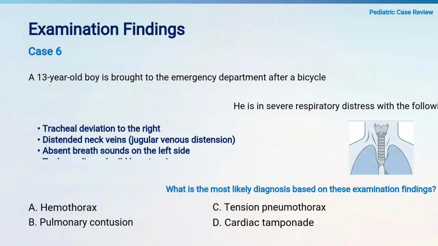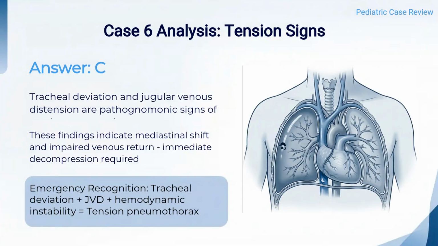Option A. Hemothorax. Option B. Pulmonary contusion. Option C. Tension pneumothorax. Option D. Cardiac tamponade. The correct answer is option C.